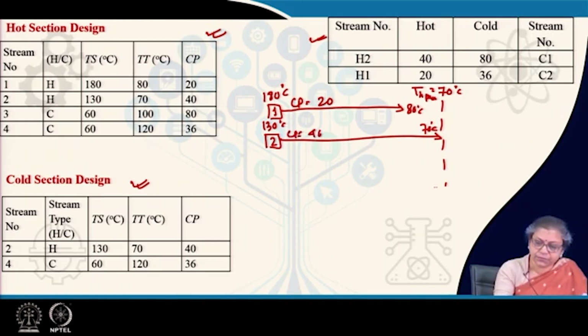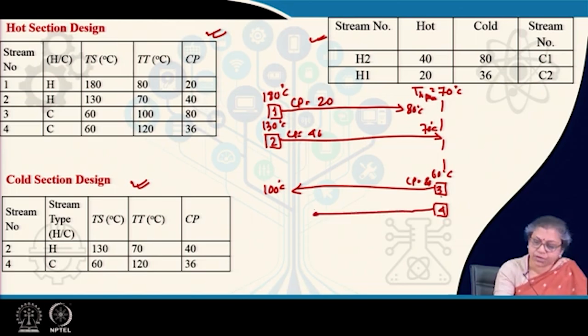Next I start stream 3. Stream 3 I locate here, it comes in this particular direction. It starts from 60 degree centigrade, comes to 100 degree centigrade. The Cp of this particular stream equals 80, isn't it? Cp is 80, yeah. And the fourth stream, from where is it going to start? From 60 degree centigrade it is going to start, it is going to come to 120 degree centigrade. Cp in this case is 36.